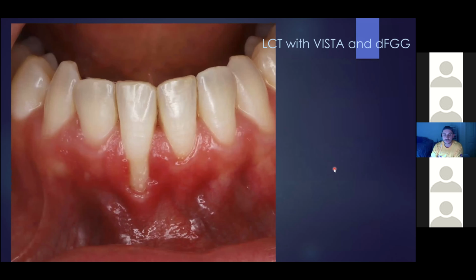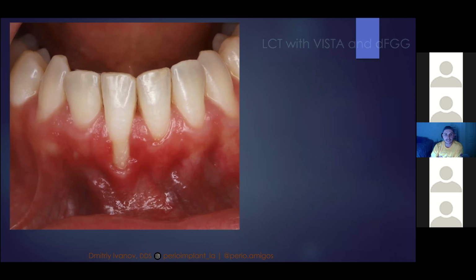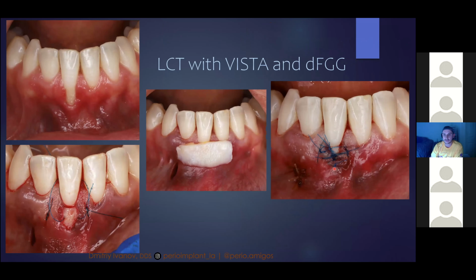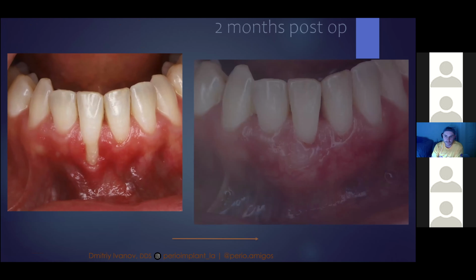Okay, we'll just go quickly through this case. Same exact approach to treatment, doing the laterally closed tunnel. Single isolated tooth. We placed the harvest. We treated it like a Vista approach, but we closed the tunnel laterally. And as you could see, I left a portion of that graft exposed, right?